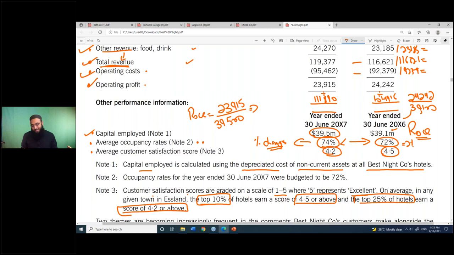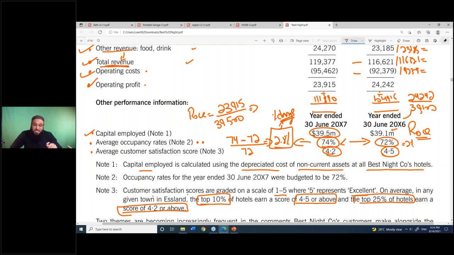Now this is specifically mentioned in the examiner report. You have to keep this in your mind. So the point I'm making here is that you have to work out the percentage change in the occupancy. Now, how will you do it? It's very simple. 74 is the latest occupancy percentage, and 72 is the previous one. Divide by 72. Now, what is the answer you are getting here? 74 minus 72 divided by 72 is 2.8%. 2.8% is what? It's the percentage change in the occupancy rate.